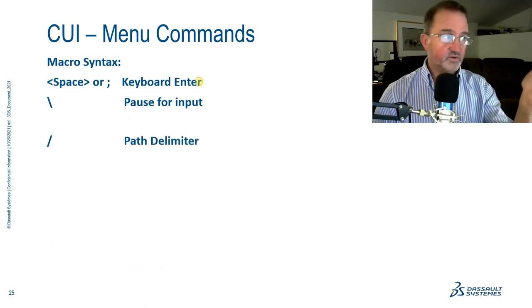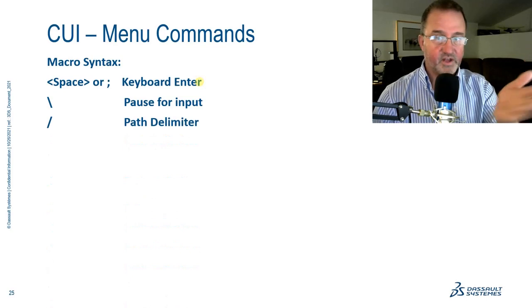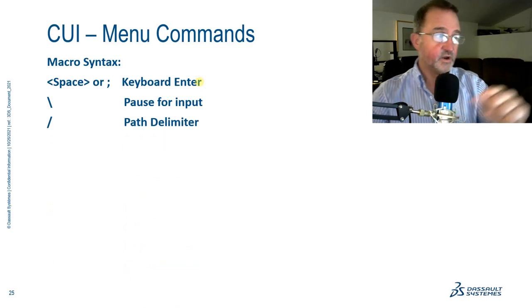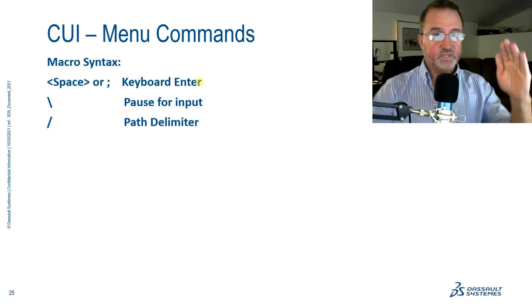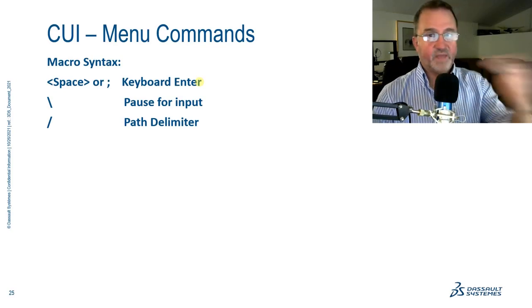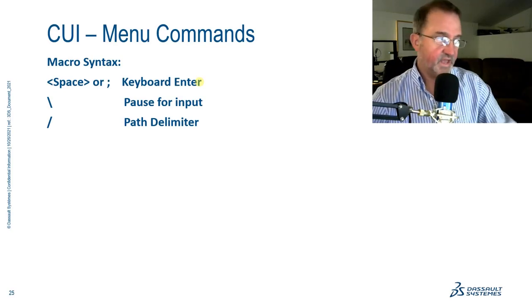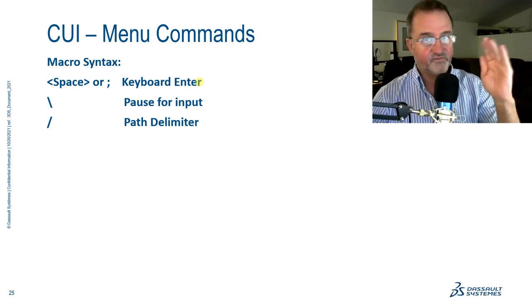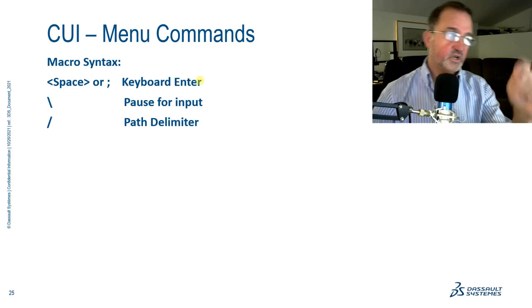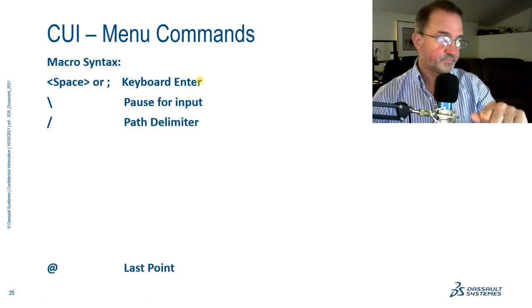Let's say we wanted to locate a block in a certain file folder and we wanted to put the whole path in there. Well, if we're going to use the whole path as a delimiter, what we need to use is a forward slash for the path delimiter. And I'll give you an example of that later. I'll show you a case where we need to use the forward slash, not the backslash, for defining a path.